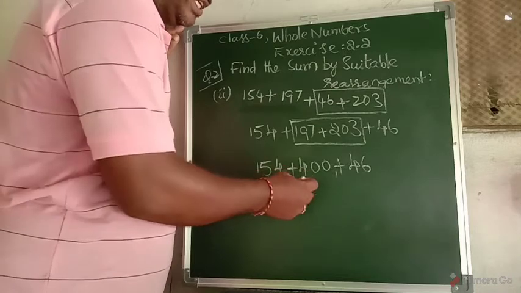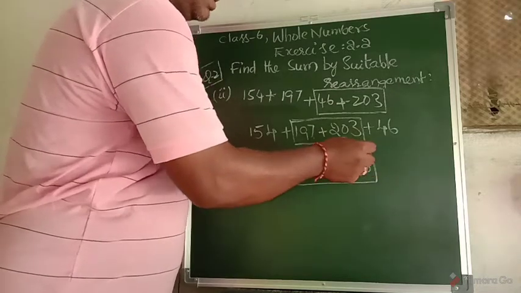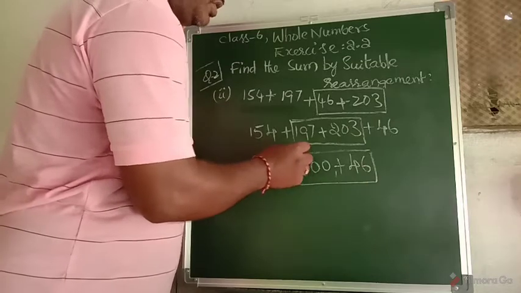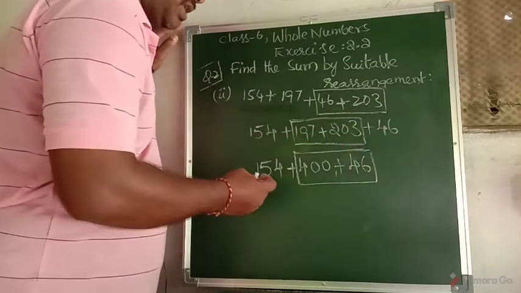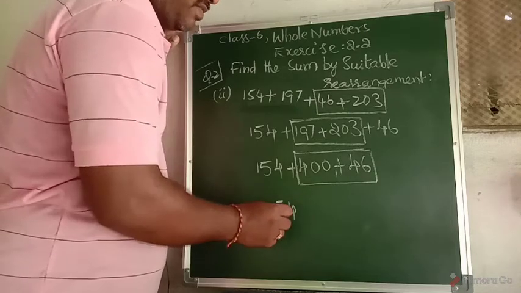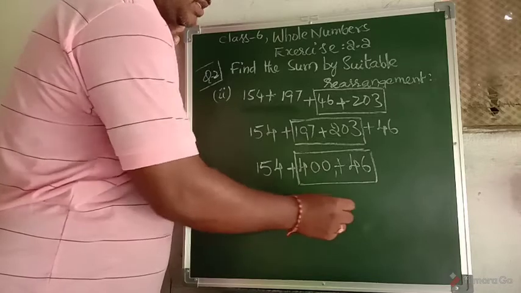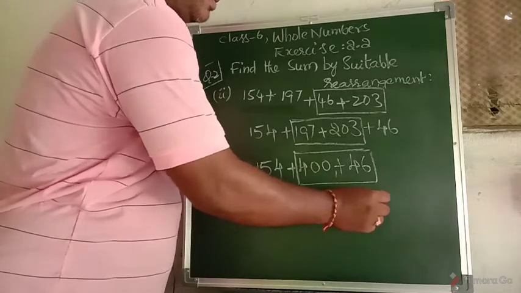Again I am using the commutative property here for these two numbers to make the solution easier. How do we use the commutative property again? 154 plus 46 plus 400.